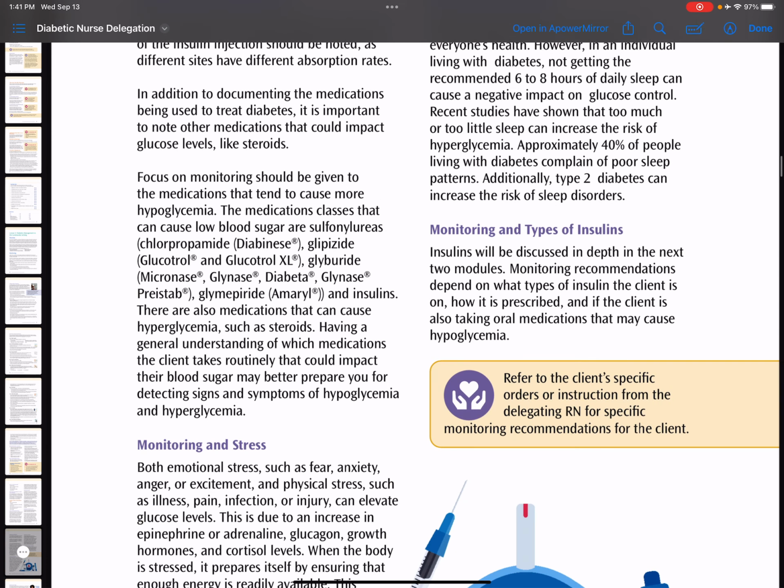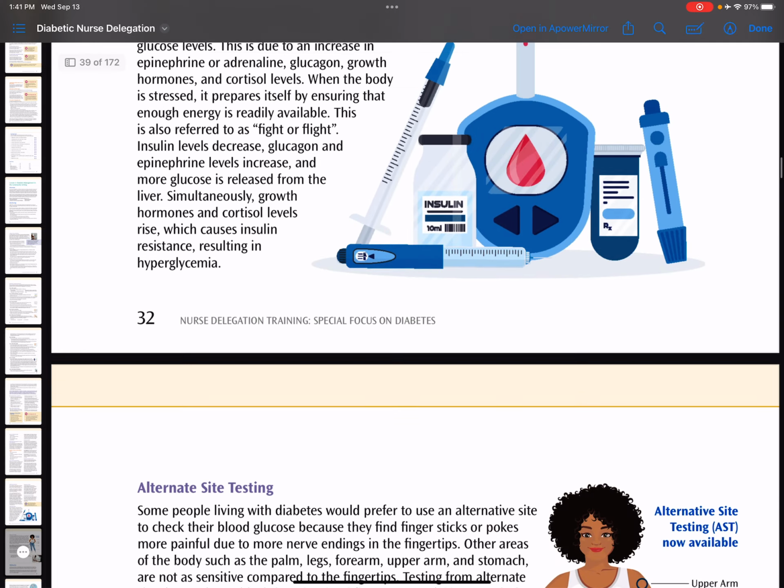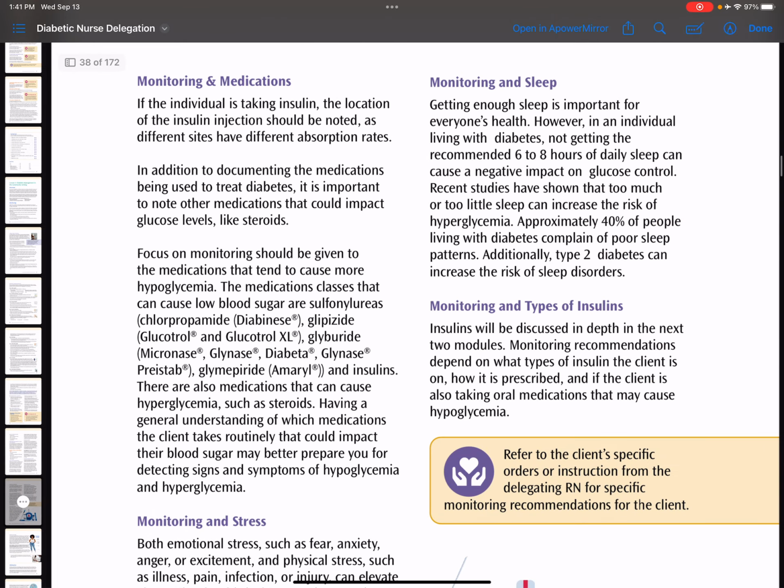There are different locations for insulin injections. If the individual is taking insulin, the location of the injection should be noted and rotated among different sites, because different sites have different absorption rates.